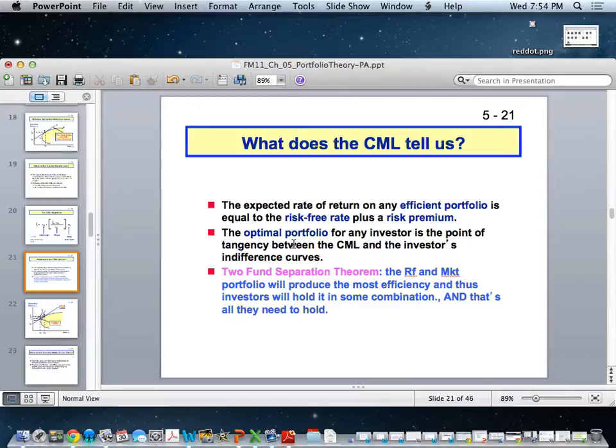And guys, this is the big ticket item. This is called the two-fund separation theorem. Thus, RF and the market portfolio M will produce the most efficiency, and investors will hold them in combination. And that is all they need to hold. So you had hundreds and thousands of assets, and you had an efficient frontier. This is M, and this is RF. Investors will move between these two points. All they need is basically two assets in their portfolio, RF and RM. And yours truly has simplified that to SHY and SPY. And everything in between is just a waste of time.